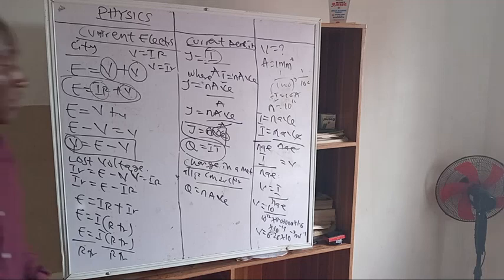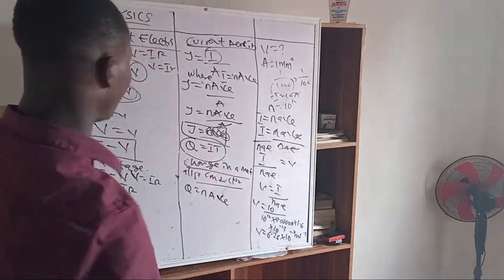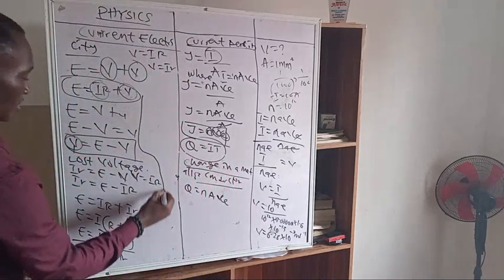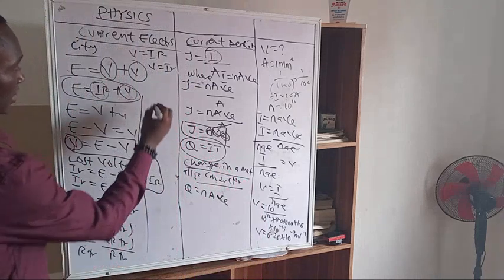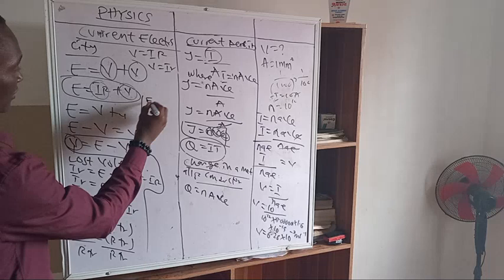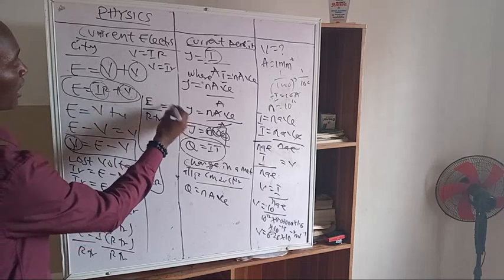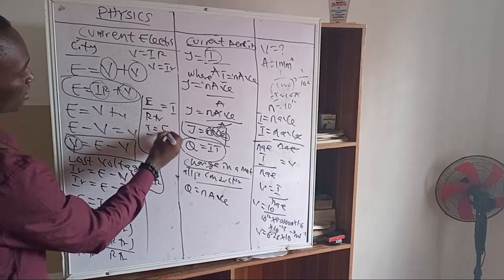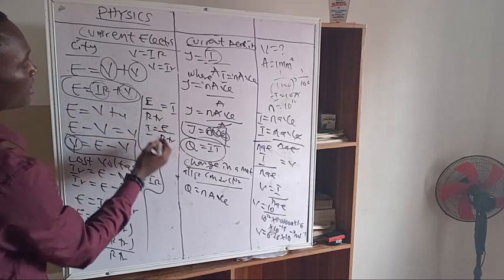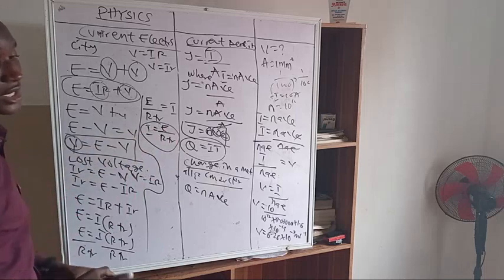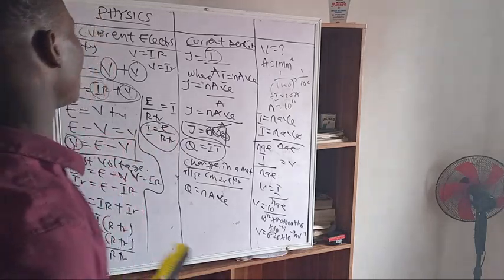So at the end, what do I have? I have E over R plus r is equal to I, or I is given as E over R plus r. That is what I have as current in electromotive force. So you can use that to determine the value of the current.